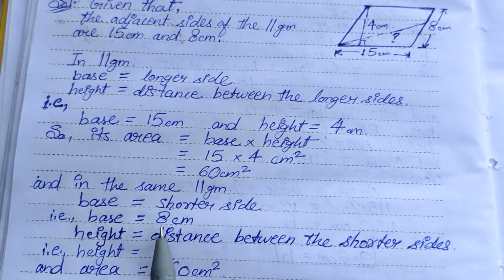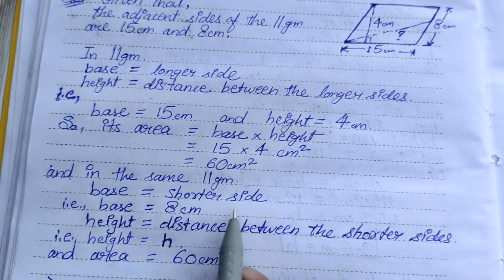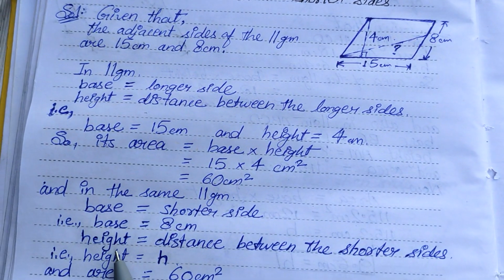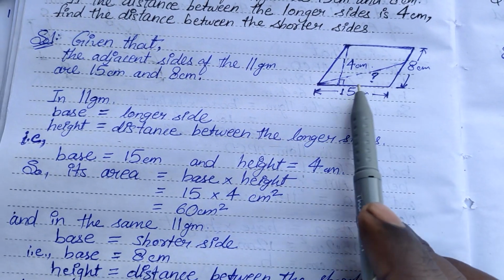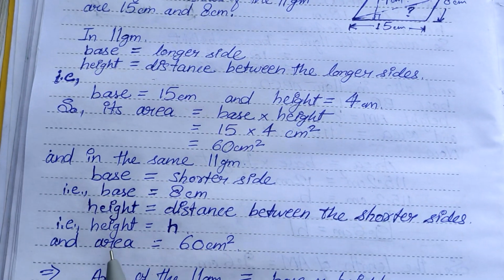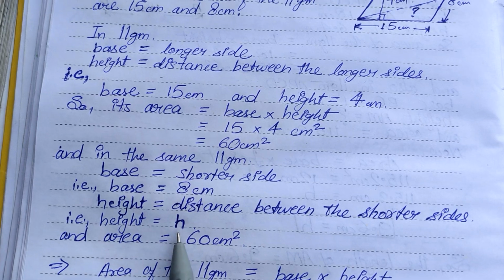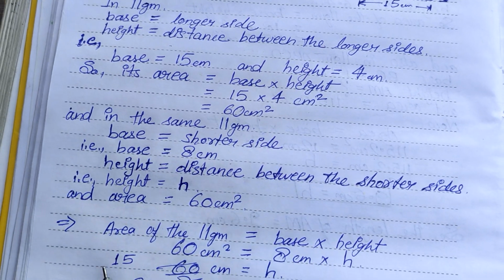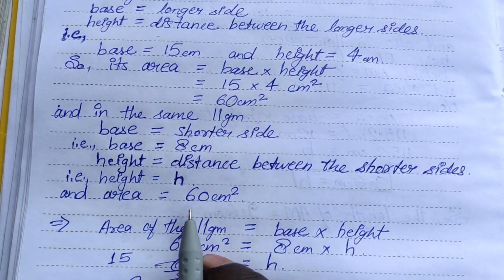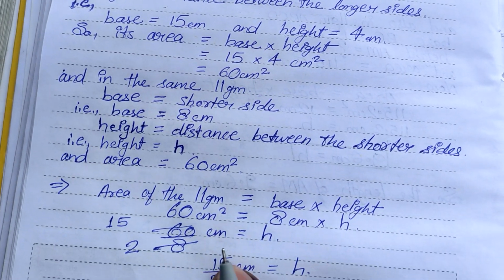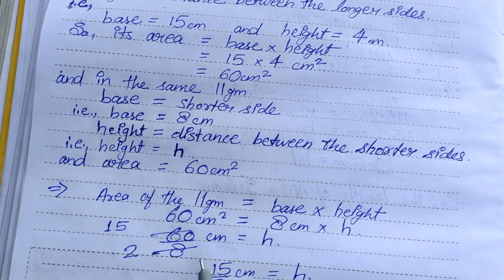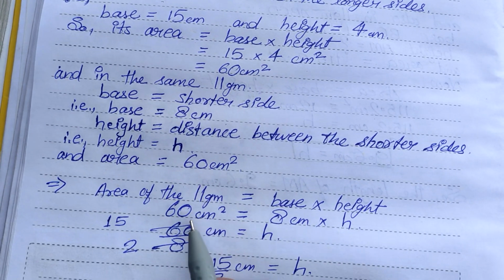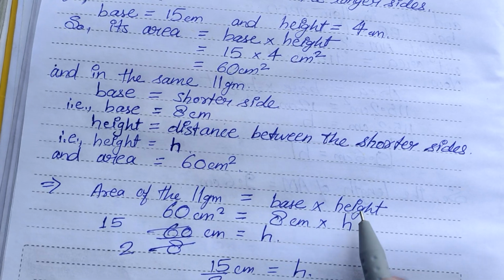Now in the same parallelogram, the base is the shorter side and the height is the distance between the shorter sides. We have to find the height, that is height is equal to h, and the base is equal to 8 cm. We have already taken out the area, that is 60 cm square. Now putting the values in the formula, area of parallelogram is equal to base into height. Area is 60 cm square, base is 8, and we have to find the height.